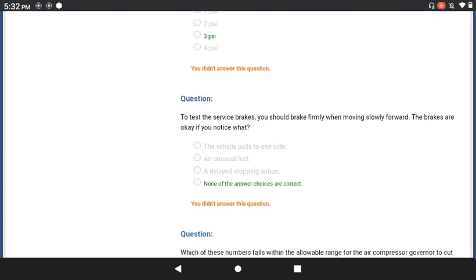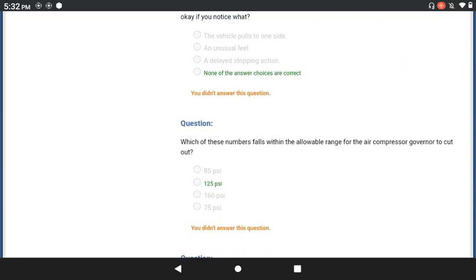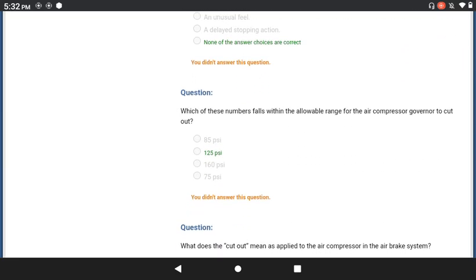To test service brakes, you should brake firmly when moving slowly forward. The brakes are okay if you notice what? None of these answers are the right answer choices. In other words, none of these are okay if you notice the vehicle pulls to one side. Which of these numbers fall within the allowance range for the air compressor governor to cut out? 125 psi.